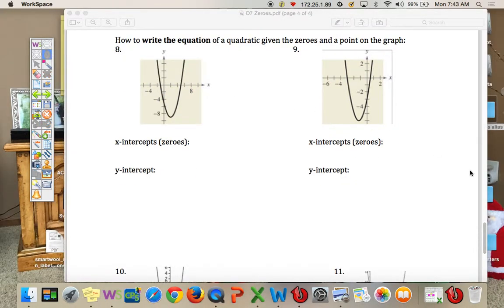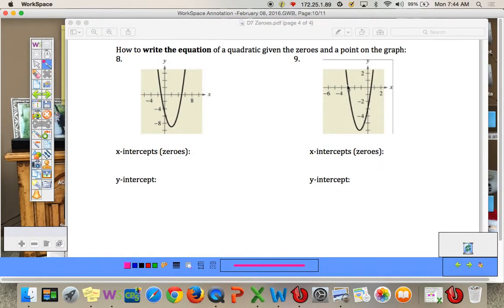All right, let's try another one. Let's identify the x-intercepts and the y-intercept, and then we can write the equation of the graph. So the x-intercepts are 1, 2, 3. So I should say x equals negative 3. And this is about x equals 0.5. The y-intercept is 1, 2, 3. So again, negative 3.